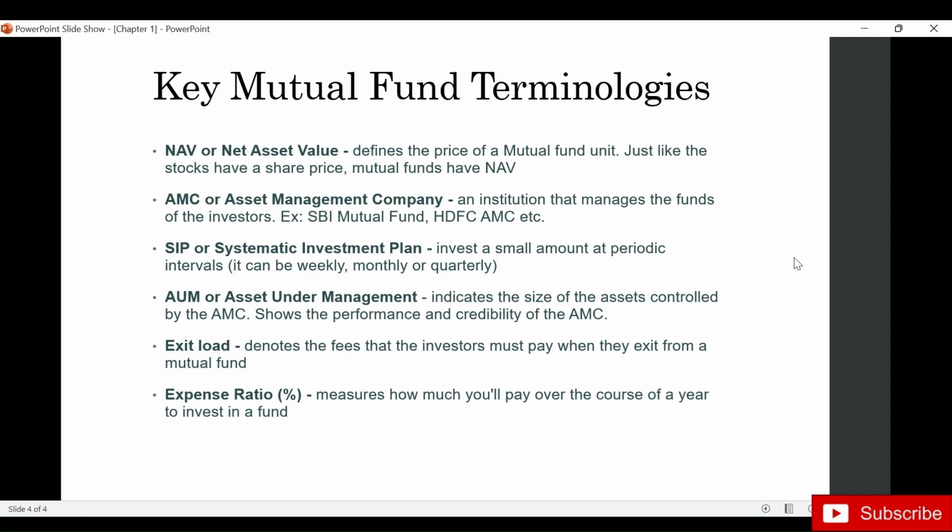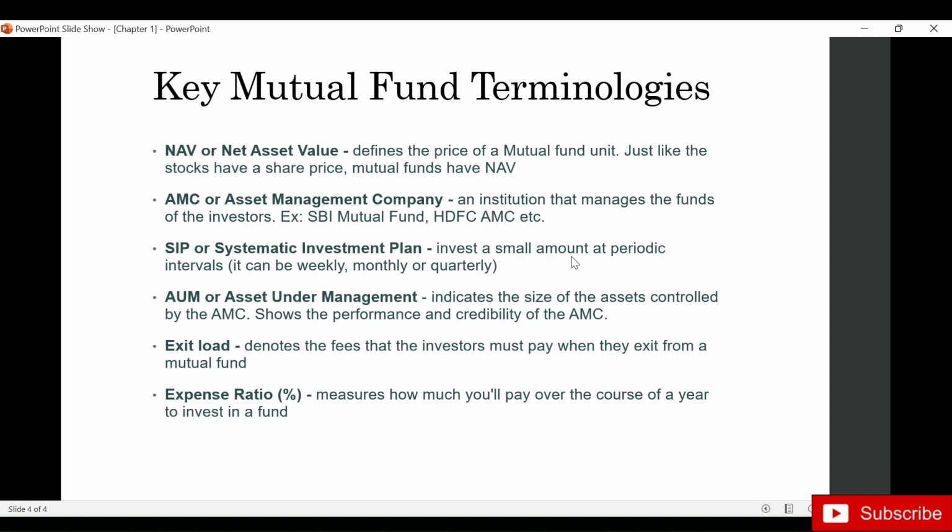Now, let us understand this with the help of an example. For example, there are two mutual fund schemes. In one scheme, the AUM or asset under management is 10 crore, whereas in the other scheme, the asset under management is 1000 crore. So it clearly shows that the trust of the investors and the credibility of the mutual fund scheme is better in the second case, where the AUM is 1000 crore.